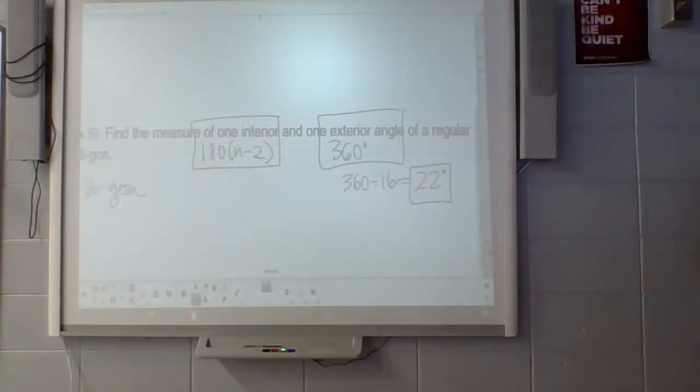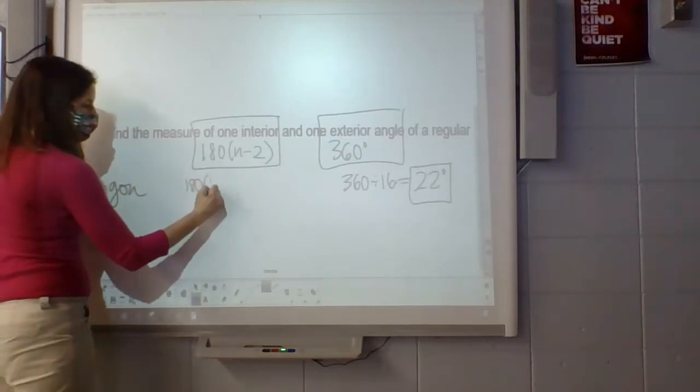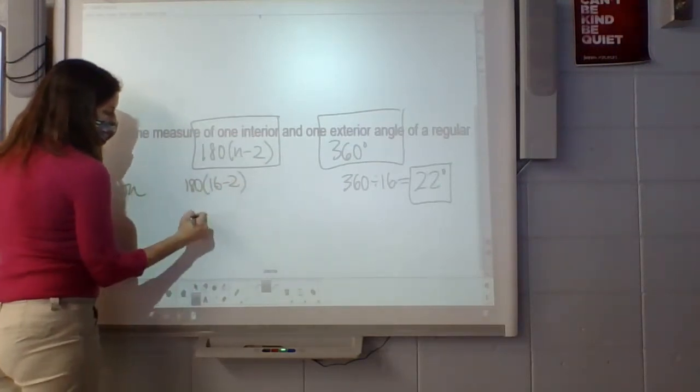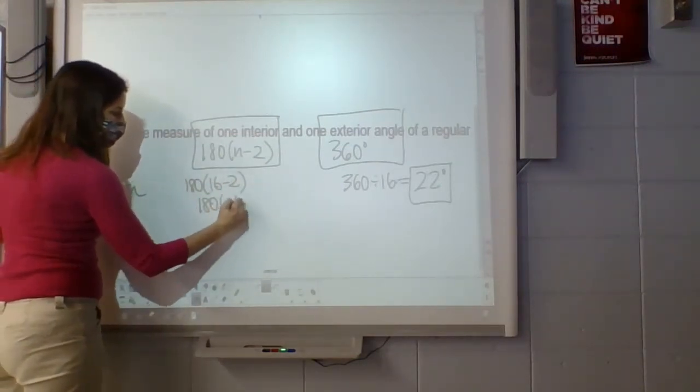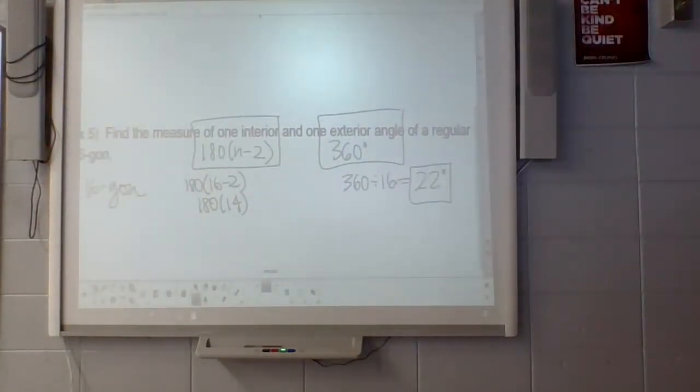Any ideas on how to find the interior angle then? There's probably two ways to do it. You put the 16 into that equation, which gives you 2,520, and then you divide that by 16. Okay, so like Luke said, we can figure out the sum of the angles by doing 180 times 14, which comes from 16 minus 2. Then we divide that by 16, since there are 16 interior angles.